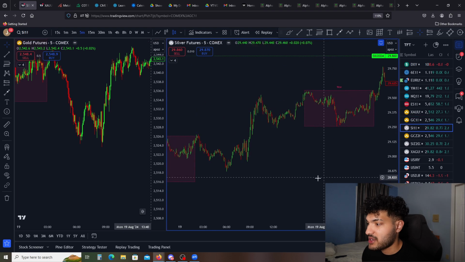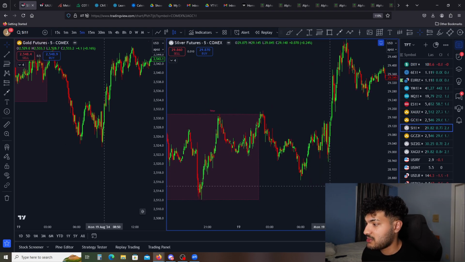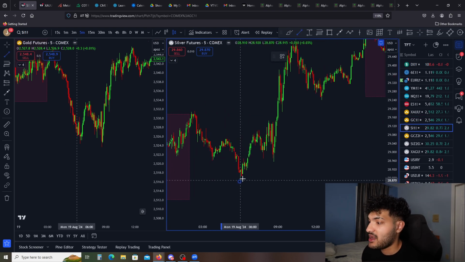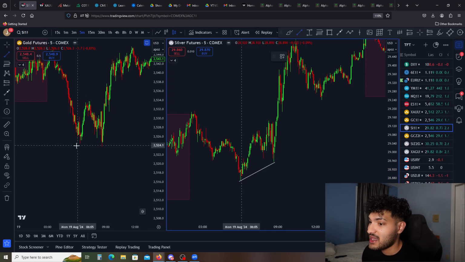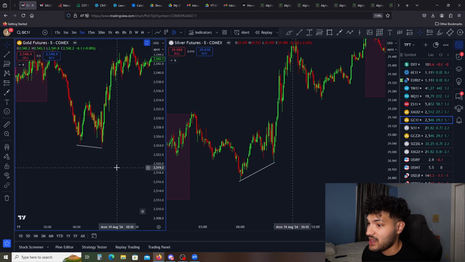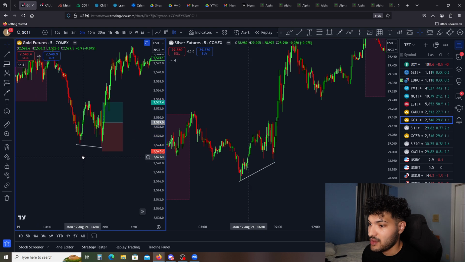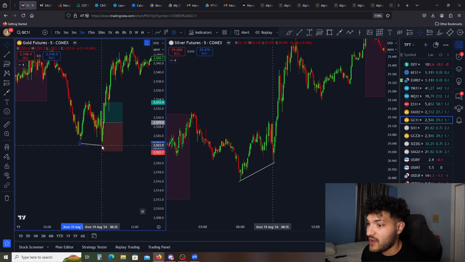Okay, what happens right here? Remember, this is the same chart. Silver makes a higher low, gold makes a lower low, and then you long gold right there on that closure. Pretty simple. Now again, you have to identify these in real time.